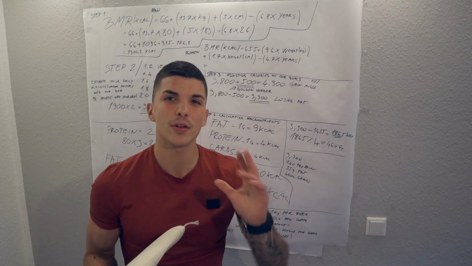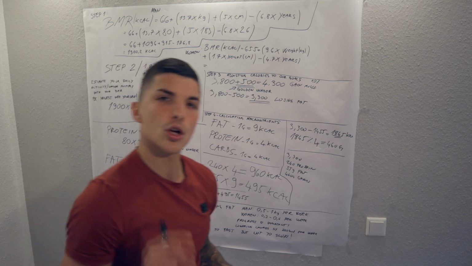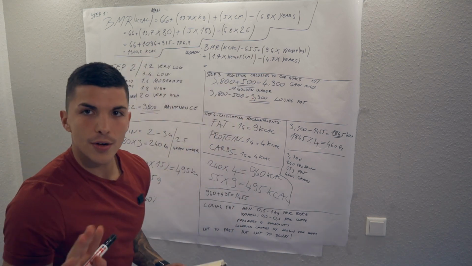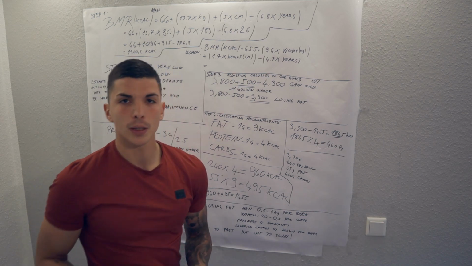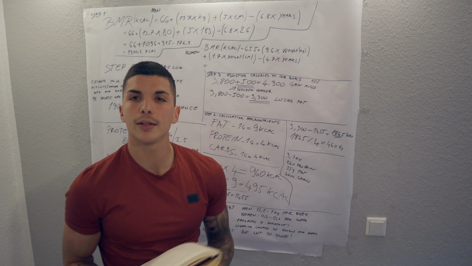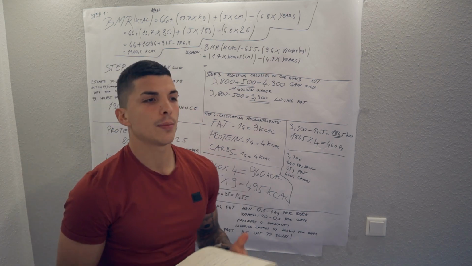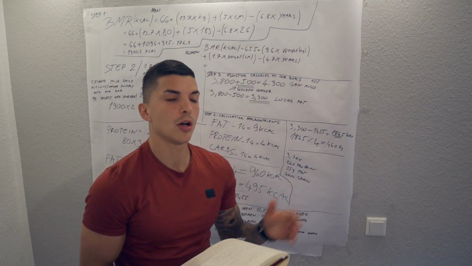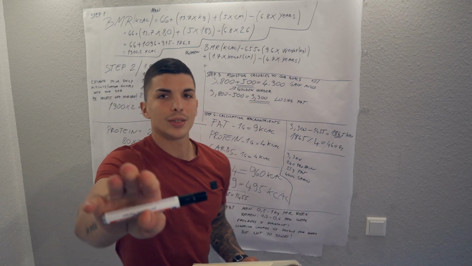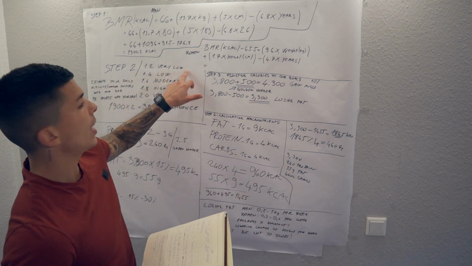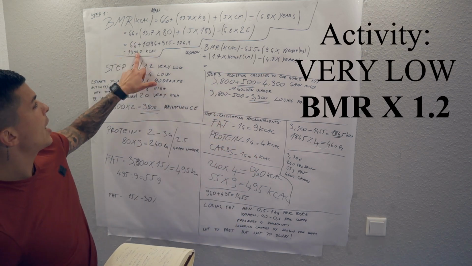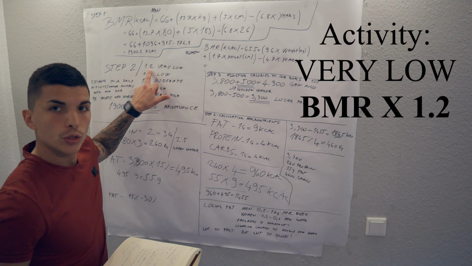So you must be very honest, because we have our numbers and I will show you right now. So it goes like this. 1.2 is very low activity. I will give you a sample. Sample is you are working at the office, a non-physical job. And besides the office job, when you get home, you do nothing. You're just going to sleep or something like that. So that's a very low activity. If you are very low active, you multiply your BMR by 1.2.